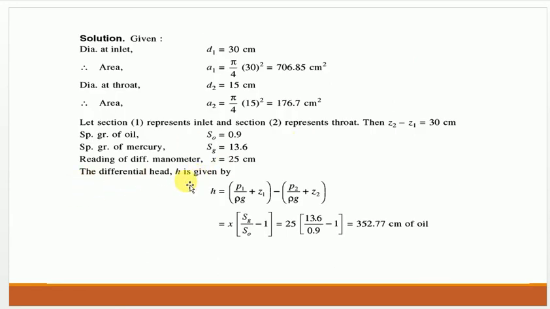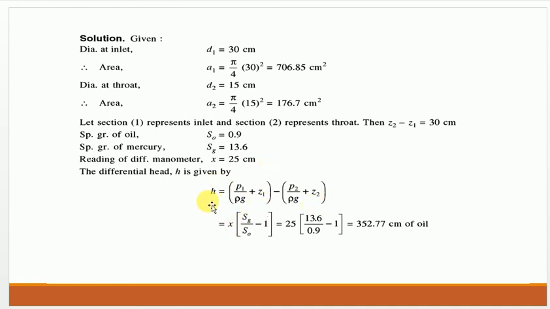So the differential head H is given by H equals P1 by rho g plus Z1, minus P2 by rho g plus Z2. This we have already discussed in Bernoulli's equation. From Bernoulli's equation, if you derive the expression to find the coefficient of discharge in a venturimeter, you can attain this. It's a halfway step of the derivation of the venturimeter, so you can check through the notes.